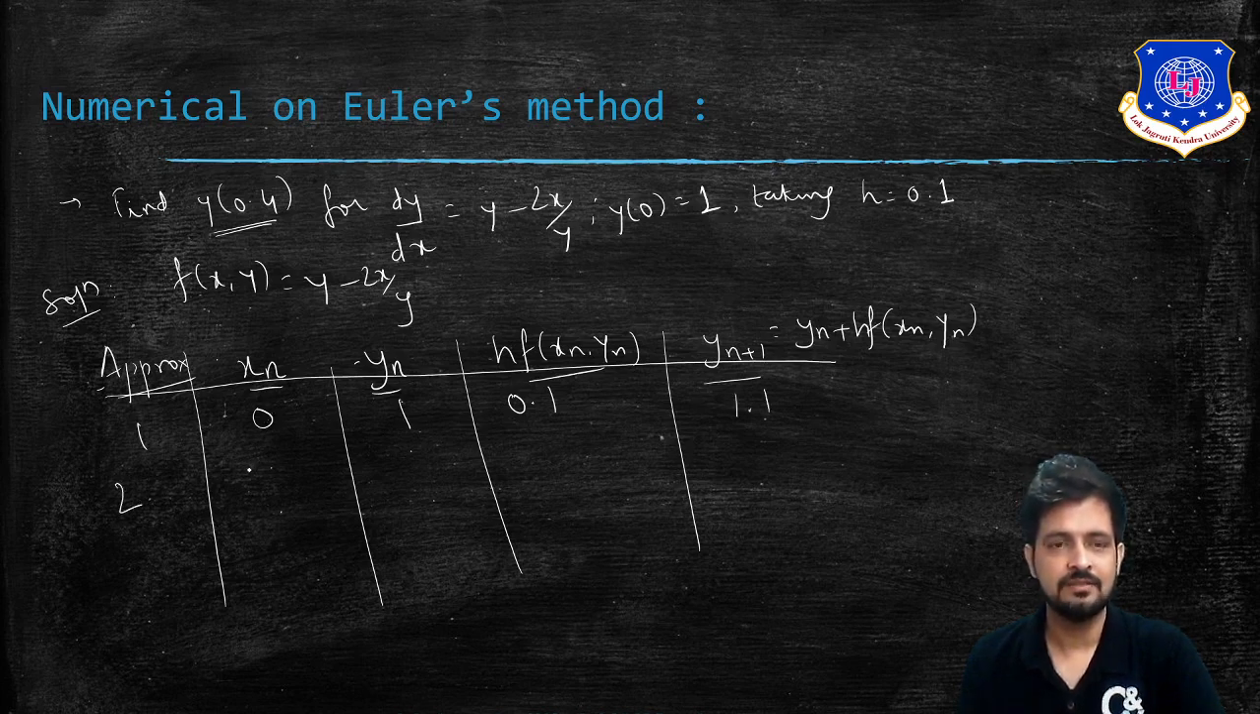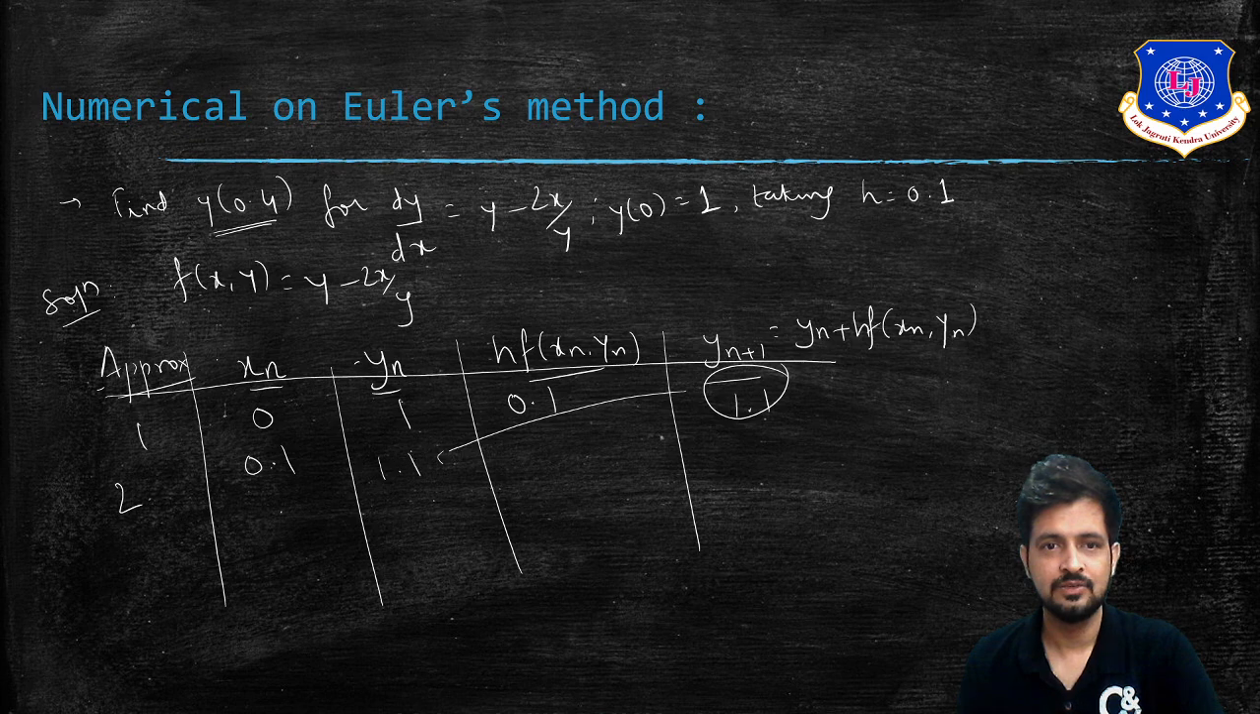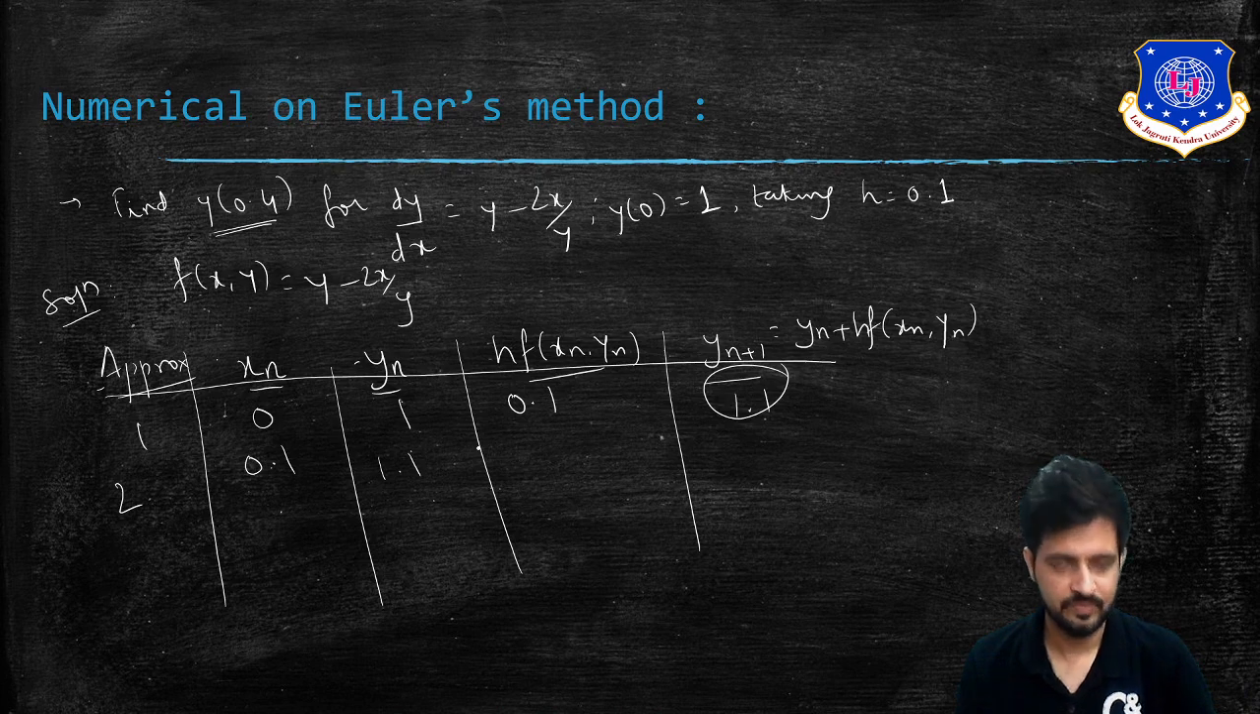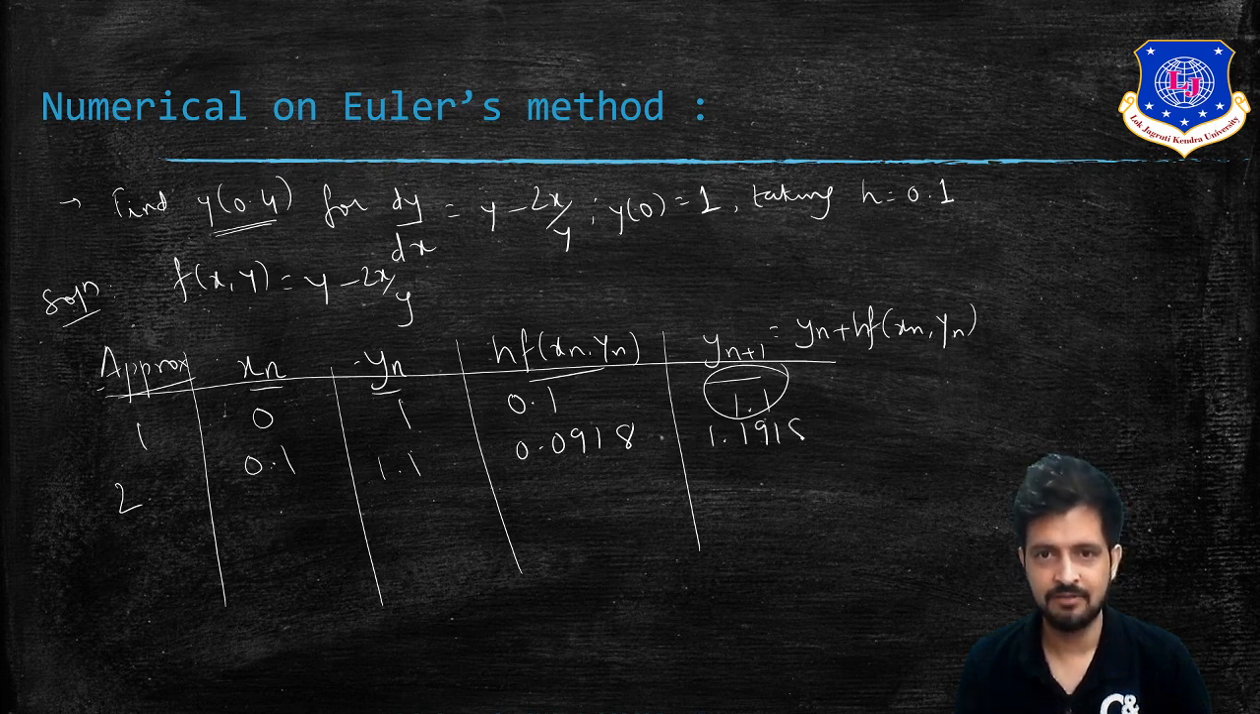Now what is our next value of x? 0.1, because we have to add h to this, so 0.1 and yn. Now our yn plus 1 will be our yn for the next iteration. So yn plus 1 is transferred into yn for the next iteration. Then again I have to find the value. My answer will be 0.0918, and by adding both of these I will get 1.1918. You have to solve it by yourself. The third value will be 0.2, the fourth and fifth 0.3 and 0.4.